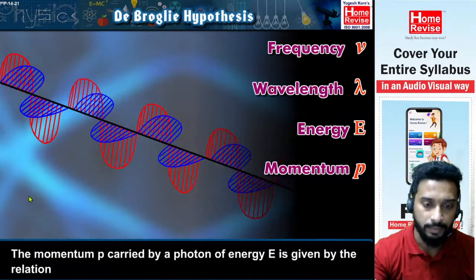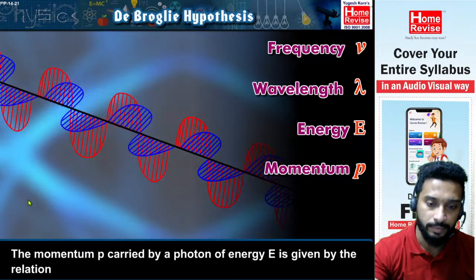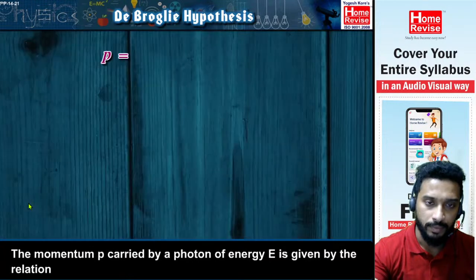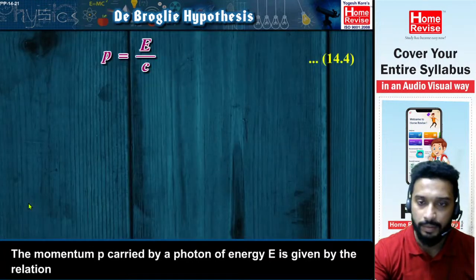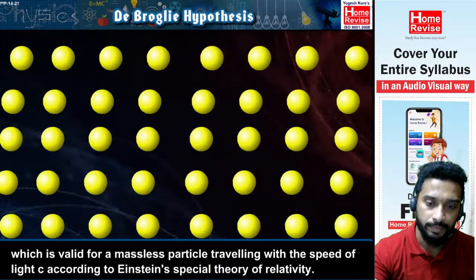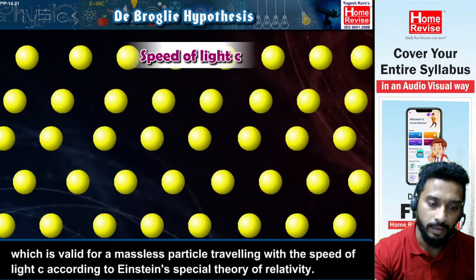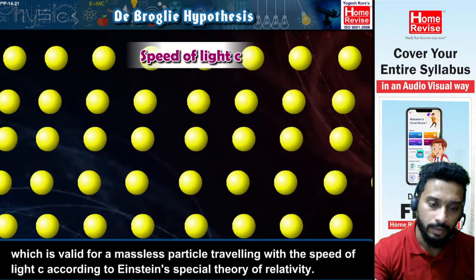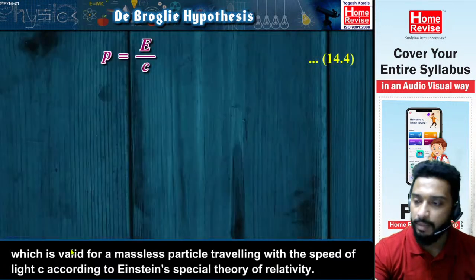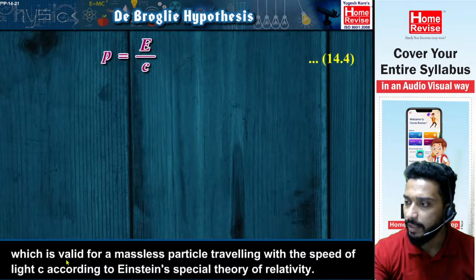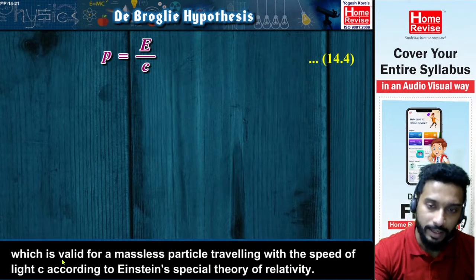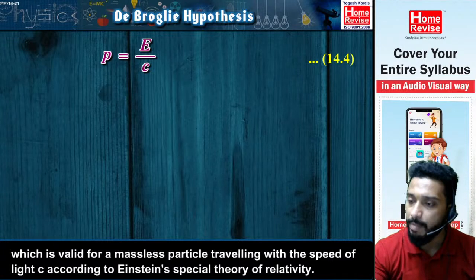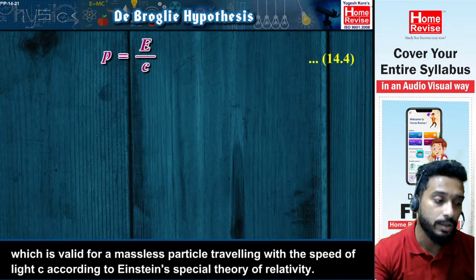The momentum P carried by a photon of energy E is given by the relation P is equal to E upon C, which is valid for a massless particle traveling with the speed of light c, according to Einstein's special theory of relativity. Obviously, the particle has to be very light. The particle has to be feather light or weightless to travel at the speed of light. तो वो ये particles के लिए applicable है. This hypothesis, this proposition by de Broglie, is applicable to the particles who are very light in nature. Okay, very light in nature.